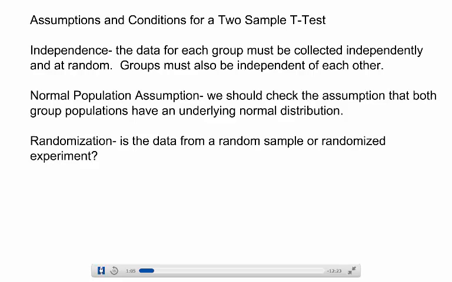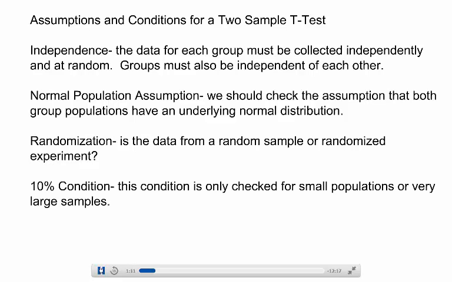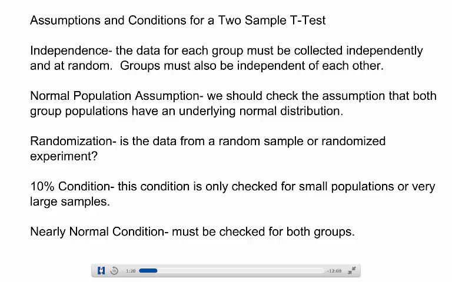Randomization. Is the data from a random sample or randomized experiment? 10% condition. This condition is only checked for small populations or very large samples. The nearly normal condition must be checked for both groups.